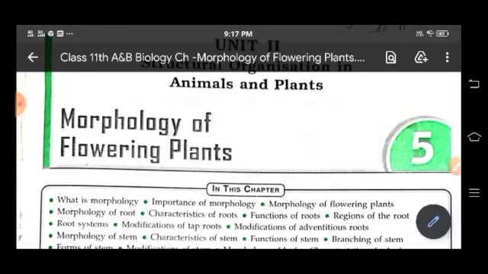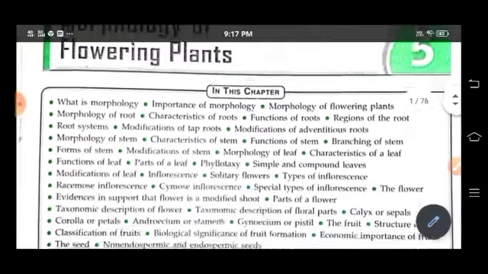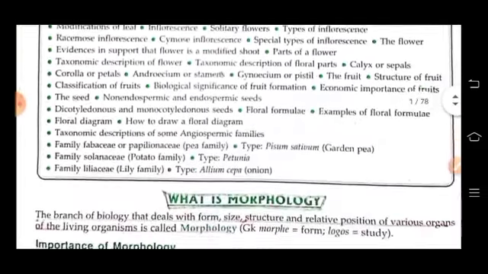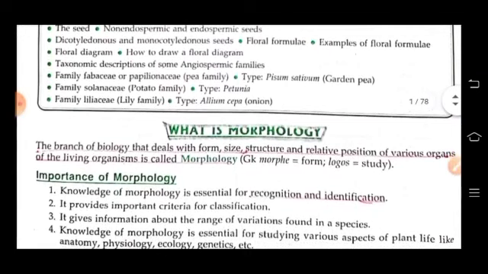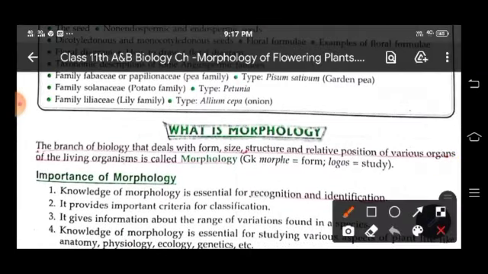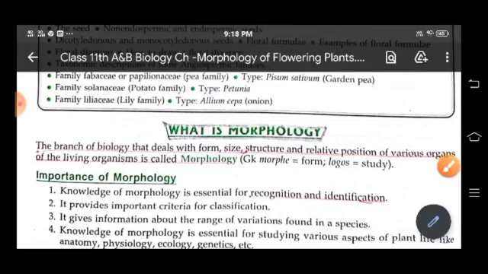Today we'll do morphology of flowering plants. Chapter 5. So, children, what is morphology? It is the branch of biology which deals with the form, structure, and relative position of various organs of the living organism. So, why is this morphology important?